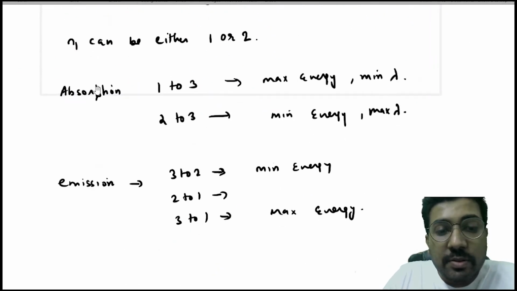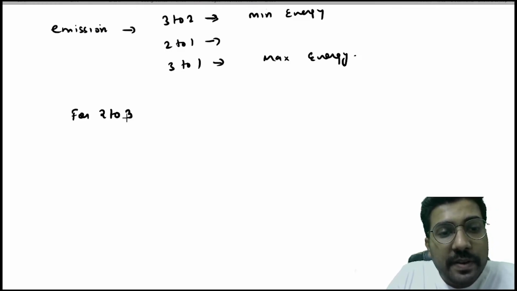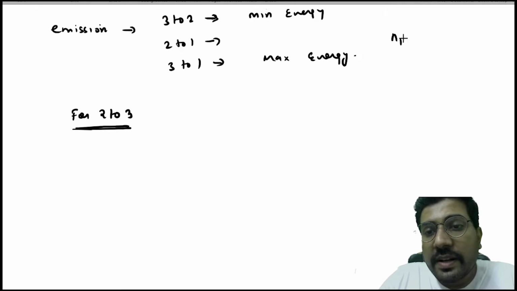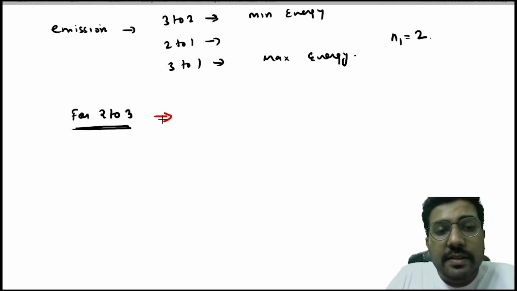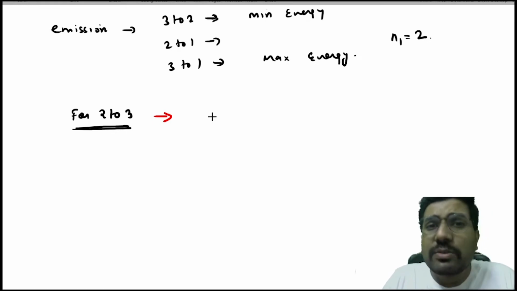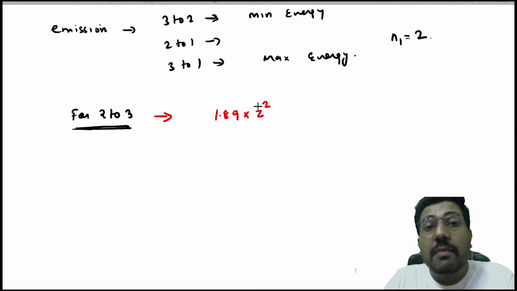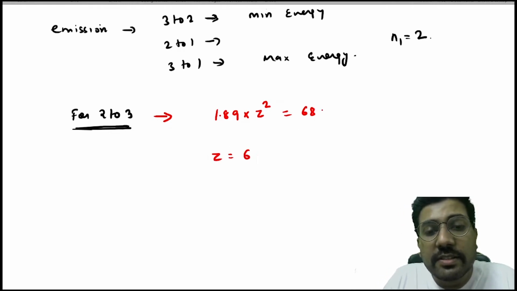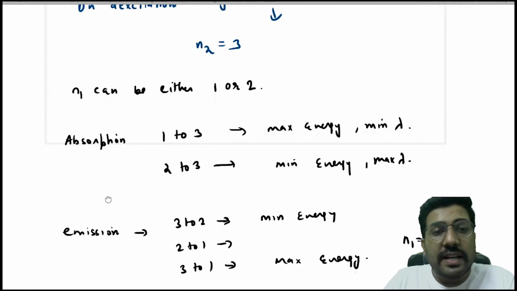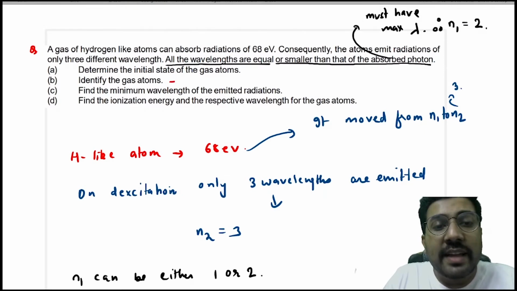Now, you know that for 2 to 3, so I'll write again here, N1 is 2. So for 2 to 3, what will you say? The energy for the hydrogen atom is 1.89. But for the hydrogen-like atom, it will be 1.89 into Z square. But according to the question, this is 68. When you solve this, you will get Z is equal to 6. So if Z is equal to 6, then identify the gas atom. So the gas atom is carbon.